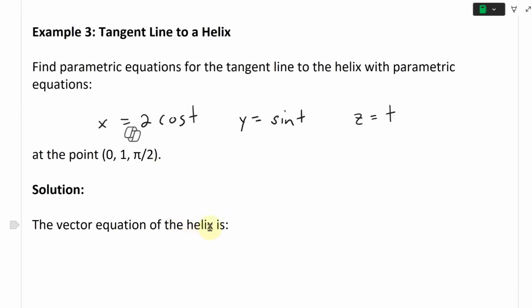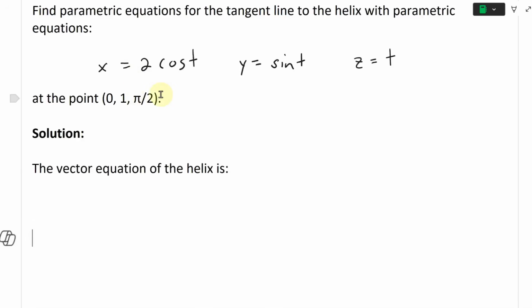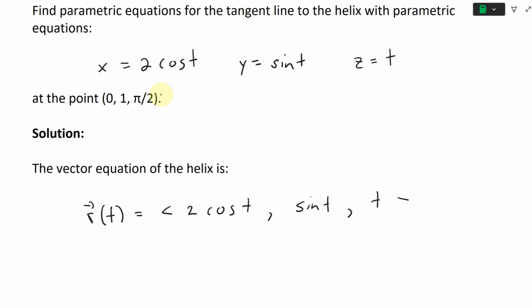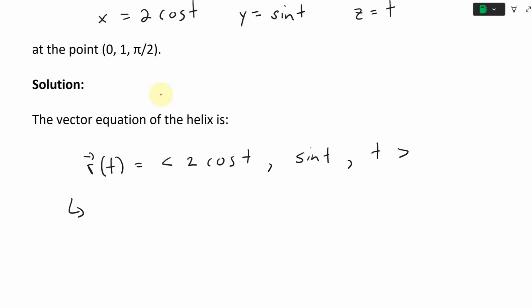of all, the vector equation of the helix is, well, we just put this in vector form. I'm going to write this as r vector of t, which equals 2 cosine t, sine t, and then t. And then when we take a derivative, we get the tangent vector, r prime of t, which equals 2 times the derivative of cosine t, which is negative sine t. So this equals negative 2 sine t. Then the derivative of sine t is just cosine t, and the derivative of t is just 1.